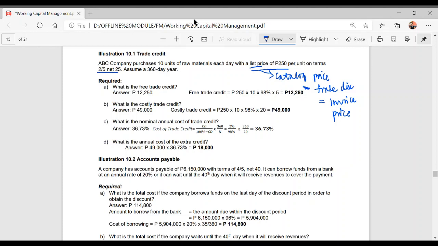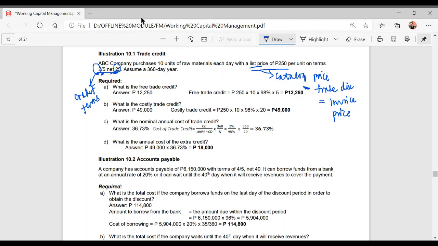Okay? And then we have these credit terms. This is our credit terms. So we have 2 over 5 net 25. So what does this mean? You will get 2% discount if you pay within 5 days or if you pay 5 days from the date of purchase. And what is this net 25? In case you will not take the discount, you're going to pay the entire amount, net of discount, within 25 days or 25 days from the date of purchase.